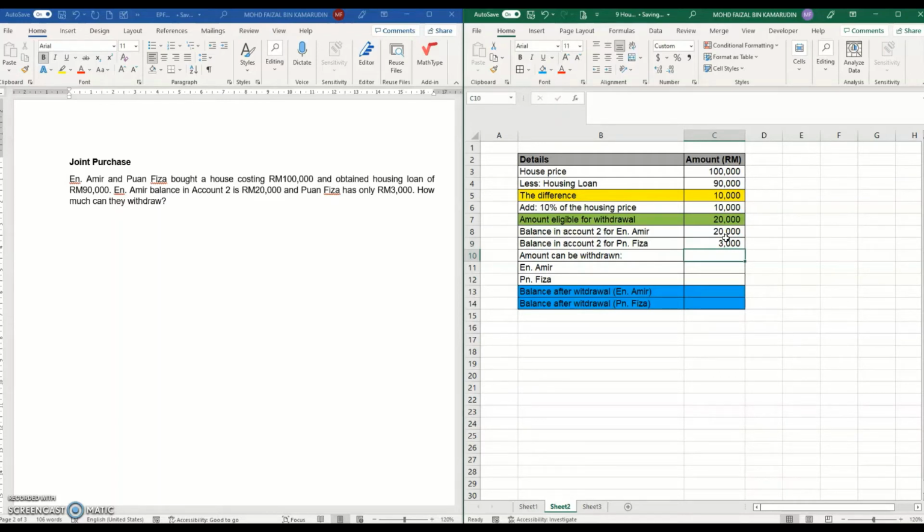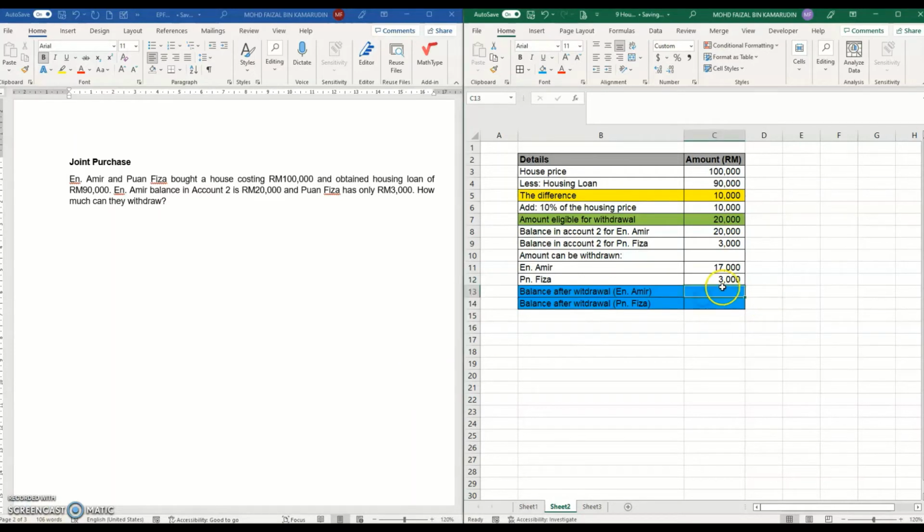So how much can they withdraw? The amount that can be withdrawn refers to this one. We go for the maximum, which is 20,000. But this is where the challenge is a little bit, though inshallah we'll be able to solve it. So we go for the minimum one, because we want to fully utilize. Those with a higher value can attain more return in terms of time value of money. So we go for the maximum for Puan Fiza, and then Encik Amir takes the balance, which in this case is 17,000.